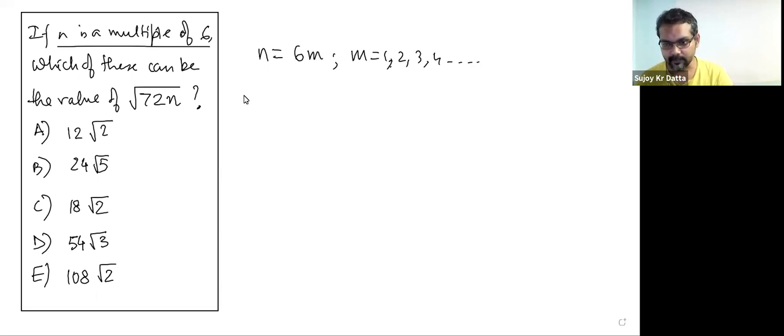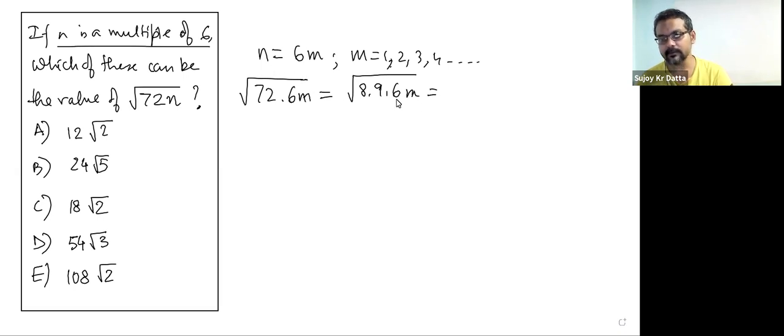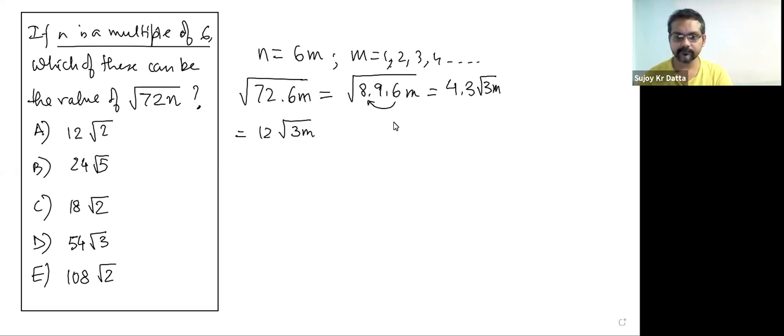Plug in here. So we are going to get root over 72n as this. 72 times 6 is 432, so that's 144 times 3. Or you can just break it down as 8, 9, and 6m inside the root. So 1, 2 goes here, it becomes 16 and this becomes 3. So 16 outside, so 4, and there's a 27 here, so 3 and a root over 3m. So the final thing that we get is 12 root 3m. That is the final form of this number.